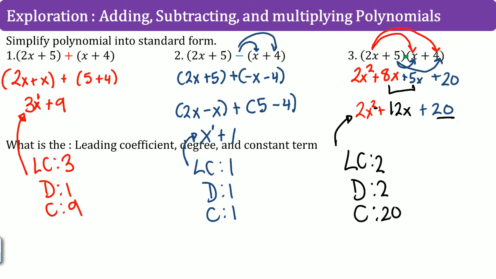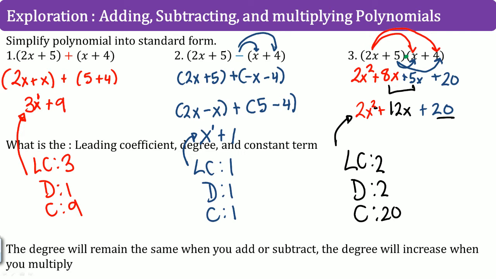You should notice something about all the degrees here. So this is a degree 1. This is also a degree 1. Notice that the degree stays the same when you add and subtract, but the degree here is 2. Notice now the degree will increase when you multiply. That is what you should see as a result of the exploration. When you add and subtract, the degree stays the same, but when you multiply, the degree will increase.